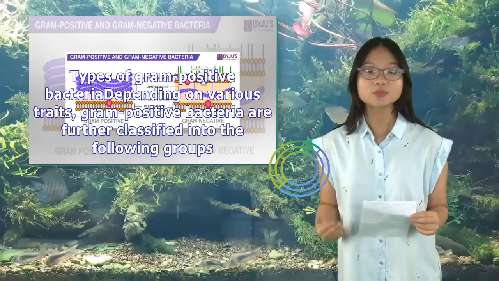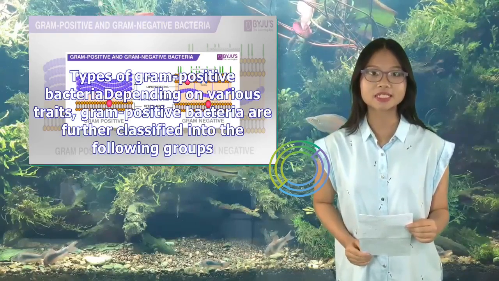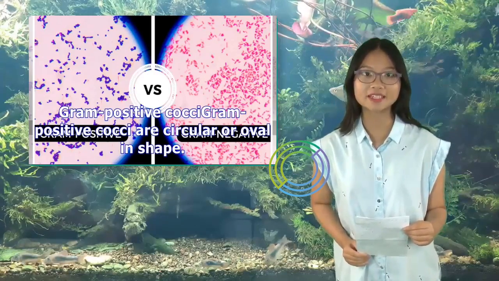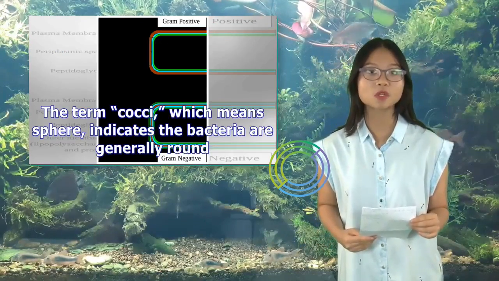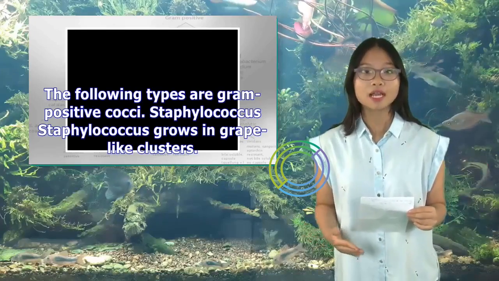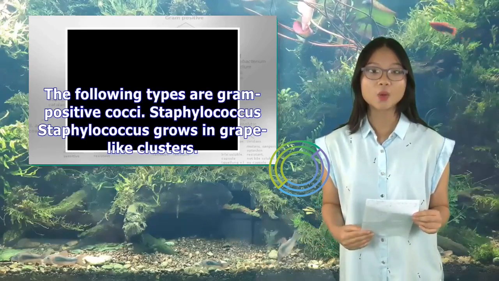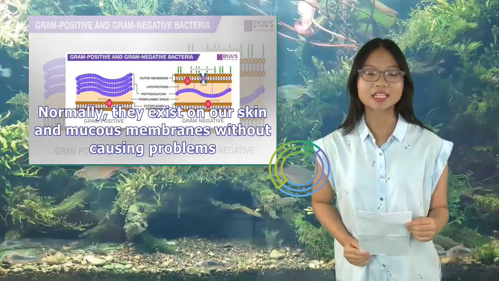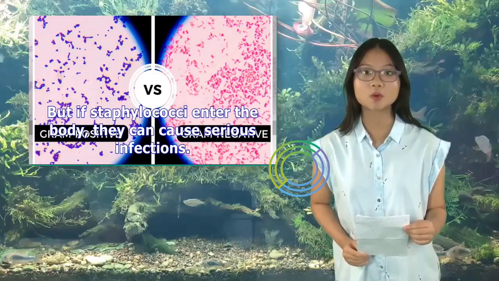Types of gram-positive bacteria. Depending on various traits, gram-positive bacteria are further classified into the following groups. Gram-positive cocci. Gram-positive cocci are circular or oval in shape. The term cocci, which means sphere, indicates the bacteria are generally round. The following types are gram-positive cocci. Staphylococcus. Staphylococcus grows in grape-like clusters. Normally, they exist on our skin and mucous membranes without causing problems. But if staphylococci enter the body, they can cause serious infections.